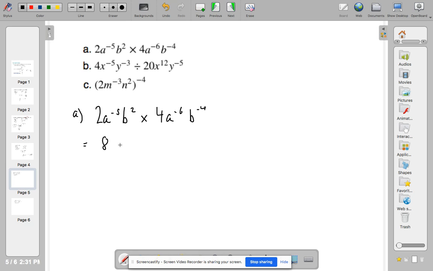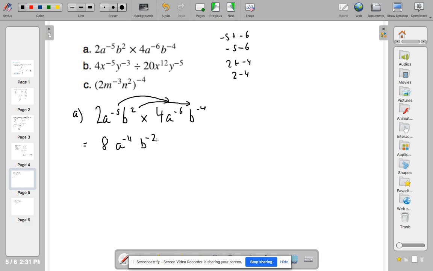Now, we've got a's, and because we're multiplying, we add the indices. So we've got -5 plus -6. Overall, that's -5, take another 6, that's going to be -11. That's 8a to the power of -11. As far as the b's are concerned, we've got 2 plus -4. So 2 plus -4 overall is 2 minus 4, and that's -2.